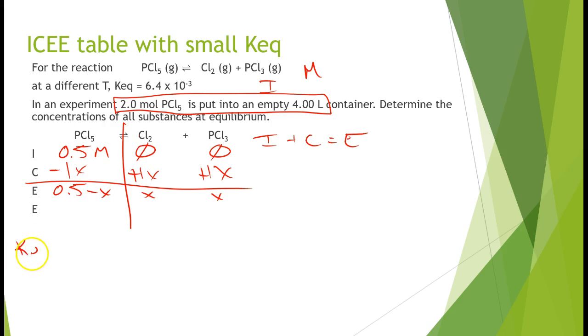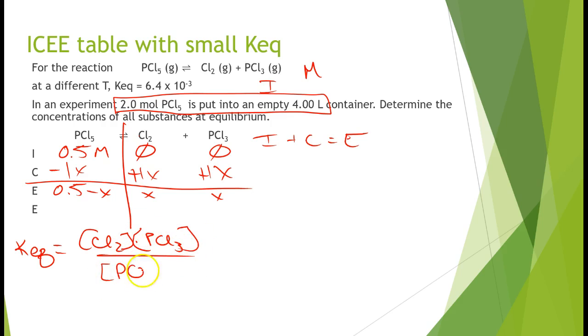So to put that into my equilibrium expression, I have Cl2 times PCl3 over PCl5. Nothing is squared, everything has coefficients of 1. So when I put in my numbers, I have 6.4 e negative 3 equals x times x on top, which is x squared, over 0.5 minus x. This is not a perfect square. The top is squared, but the bottom isn't, because it has a coefficient of 1. So you may think, oh God, I have to cross multiply and set it equal to 0 and use a quadratic equation. The answer is no, you don't.